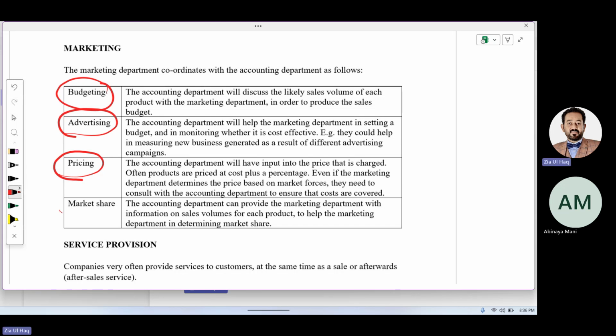And market share. Share means number of customers. To prepare future budget and future plan, accounting and marketing department work together. How much market share can we increase in future? Because through market share, they can calculate future sale volume.